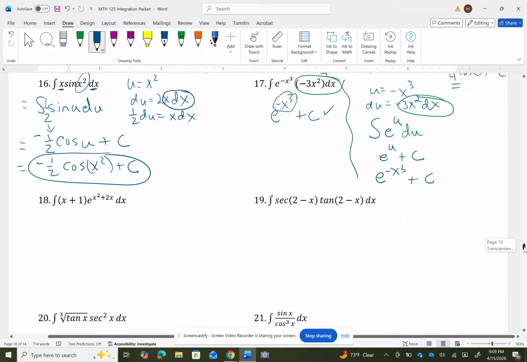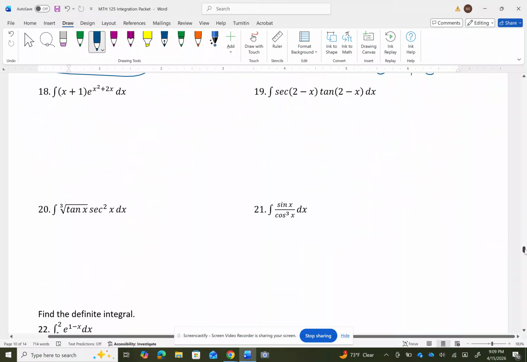Let's do a few more. So here we're working on integration. Got functions that are transcendental. So question number 18, that one's kind of interesting. I look at my inside function here, and I think a little bit about that one.